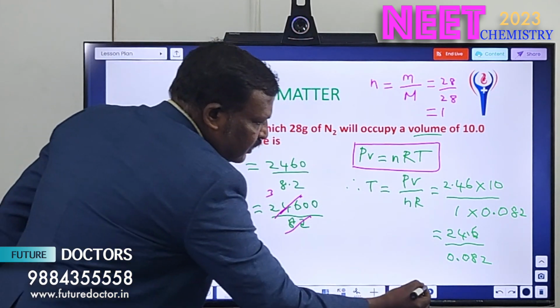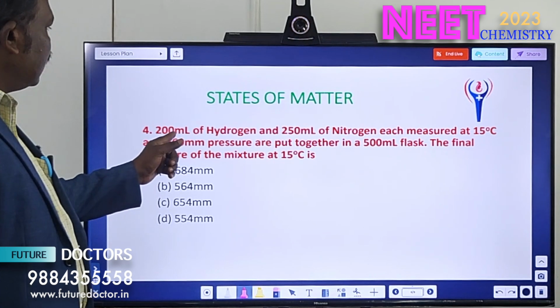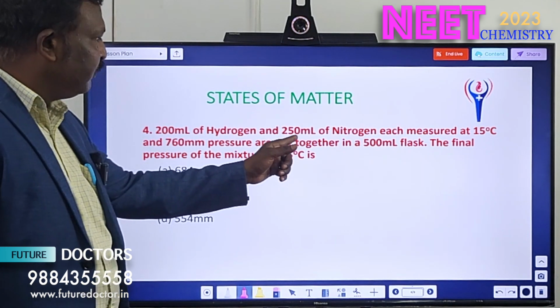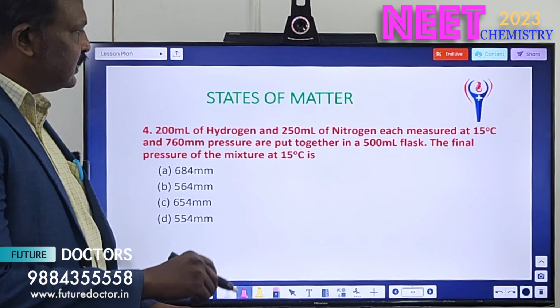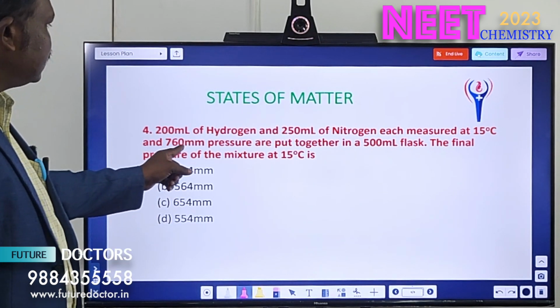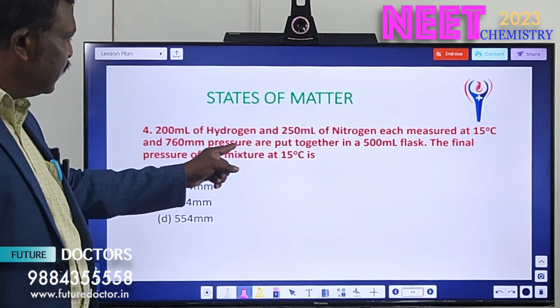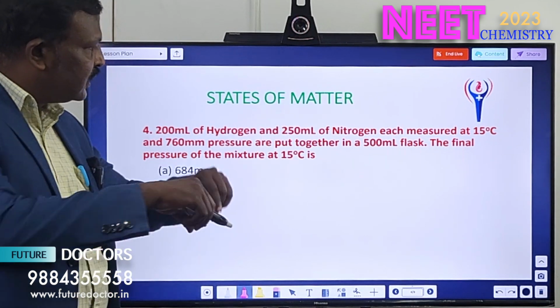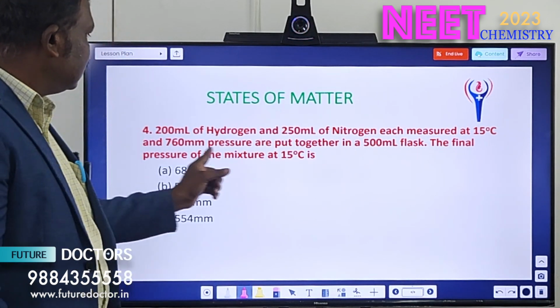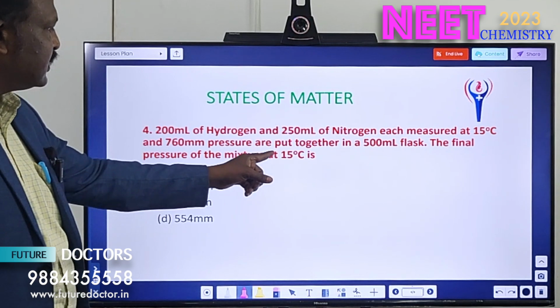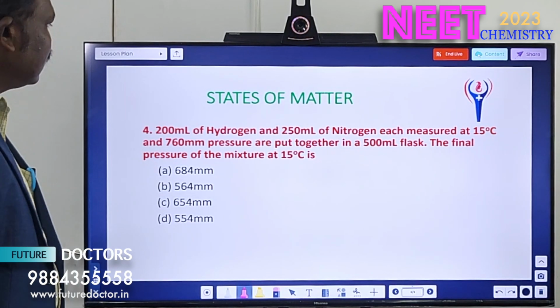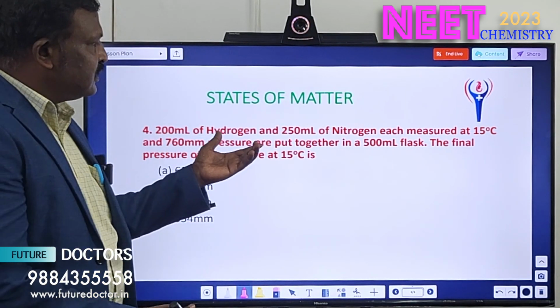Now see the next one. Here 200 ml of hydrogen and 250 ml of nitrogen, each measured at 15 degrees Celsius and 760 millimeter pressure, are put together in a 500 ml flask. The final pressure of the mixture at 50 degrees Celsius is dash. That's the question. Okay.